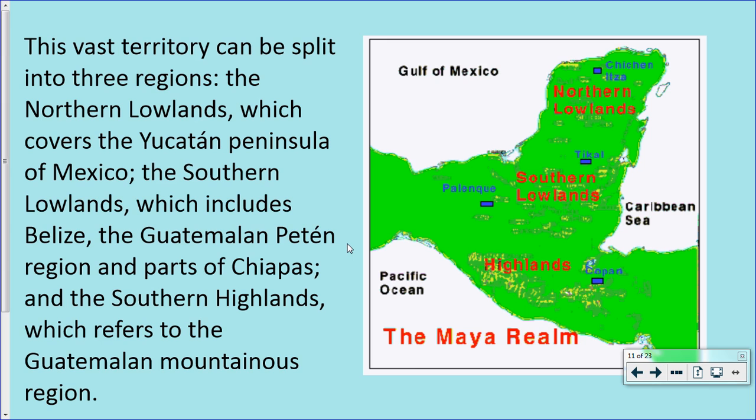So this vast territory can also be split into 3 regions. We have the northern lowlands, which covers the Yucatan Peninsula, the southern lowlands, which includes Belize, Guatemala, and parts of Chiapas, I'm not sure how to say that. And then over here we have the southern highlands. Next week we're going to be looking at the physical geography, and this is where some of the Guatemalan mountains are located. So they're higher up.